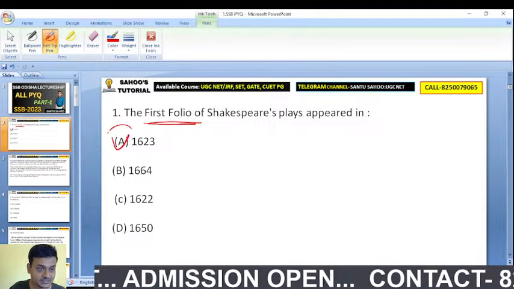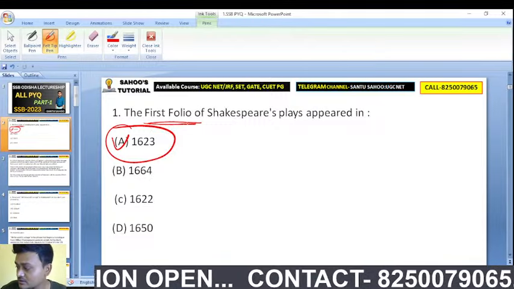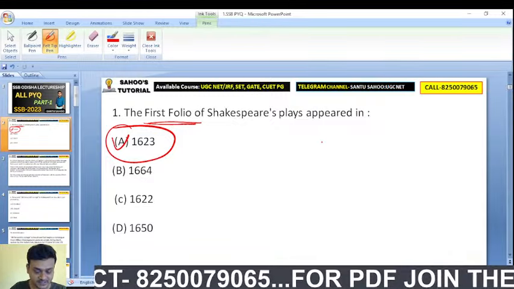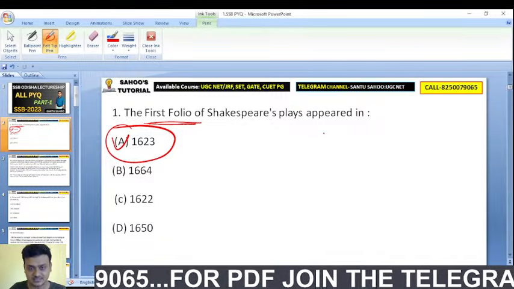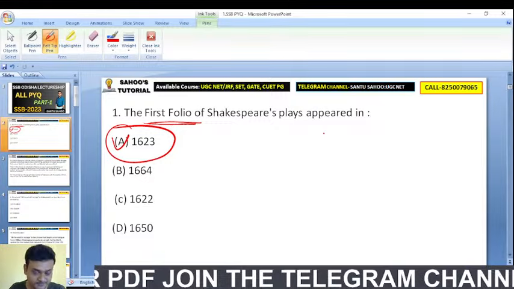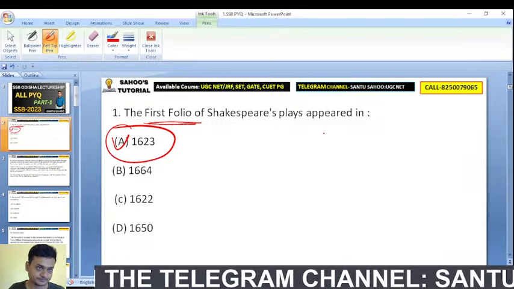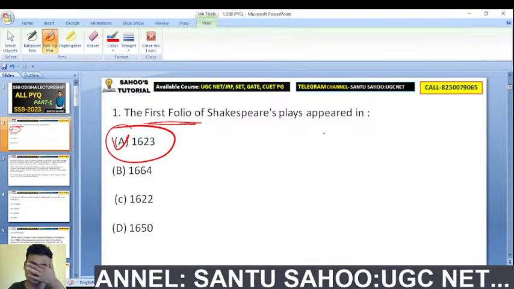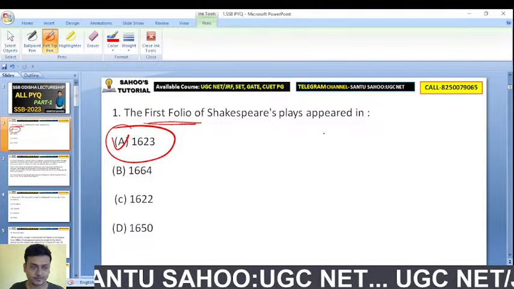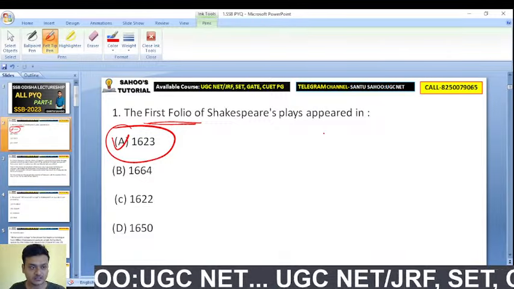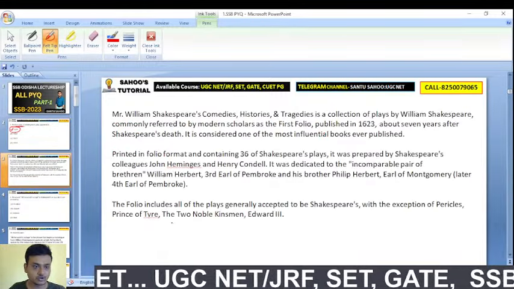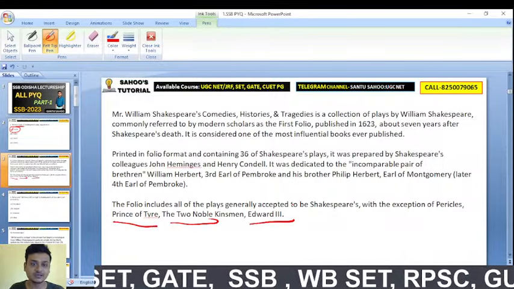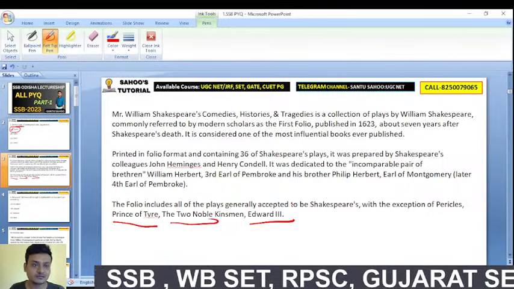Okay, 1623 is the right answer. After 7 years of his death, the first folio of Shakespeare plays was published, and some of the plays were also excluded from that folio. It's a collection of plays. Some of the plays are like Pericles, the Noble Kinsman. Here you see the Two Noble Kinsmen, Pericles, Prince of Tyre, and Edward the Third. These are the works that were not included in that section.